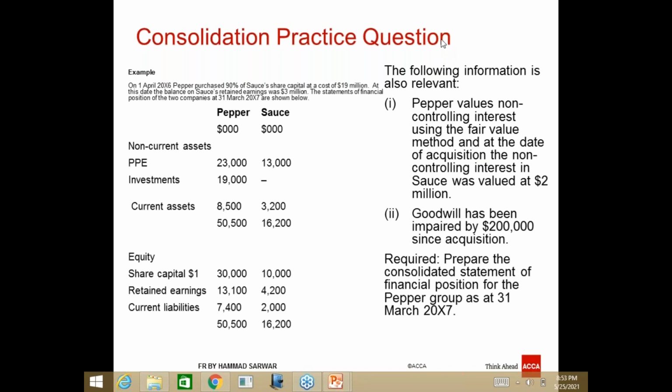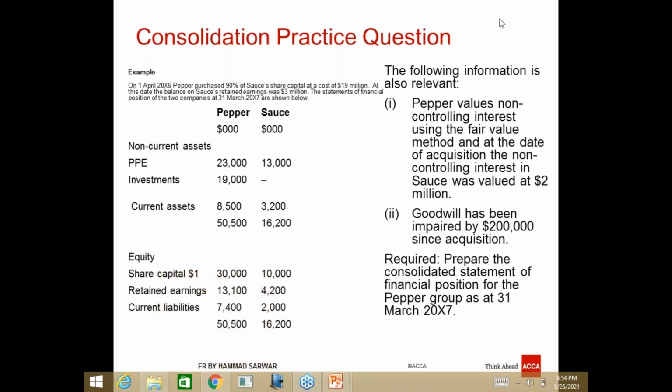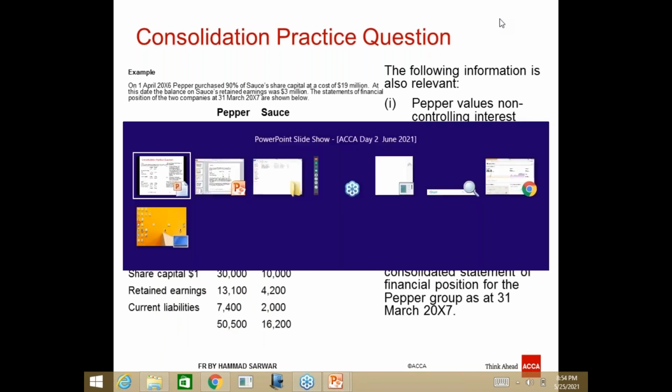So here we have a question for you guys. I want all of you to solve this question. I'm just solving it quickly for you, but my recommendation for you guys is to solve this question directly on the ACCA practice platform. So right now I'm solving it on an Excel sheet for your convenience, for my convenience in fact.